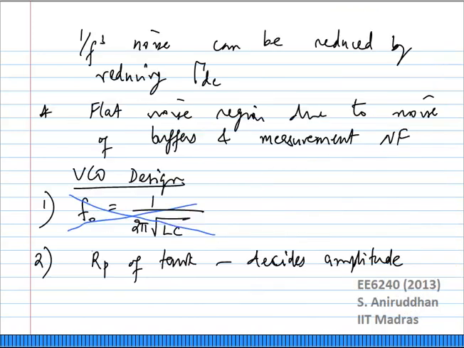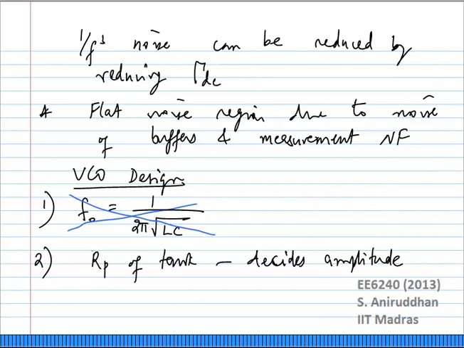Okay, and we also looked at how you start off designing the VCO, right? Just starting off from the frequency of oscillation is not going to be enough, right? We said initially f0 is 1 over 2 pi root LC, but that does not tell us anything about L and C, right? It does not tell you what value of L to start off with or what value of C to start off with.